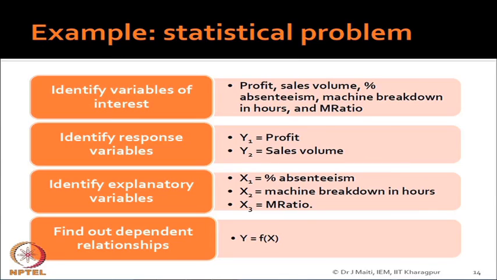By response variable we mean that these variables are affected by the presence of other variables in the system. Getting me? In other words, dependent variables. So, y1 and y2 are response variables, they are dependent variables. Why? Because absenteeism, machine breakdowns and M ratio can influence profit and sales volume. So, the next objective is to identify the explanatory variables and find out the dependence relationship.